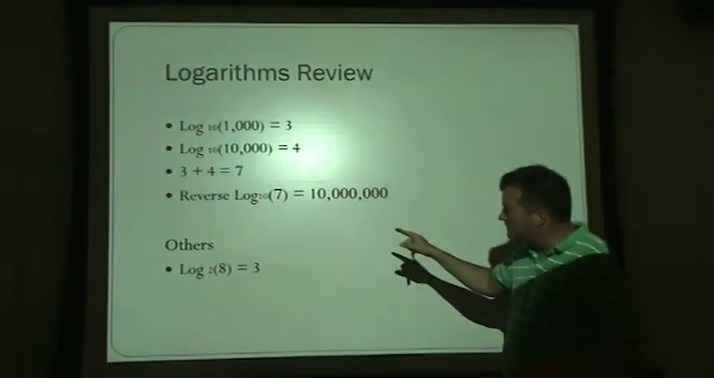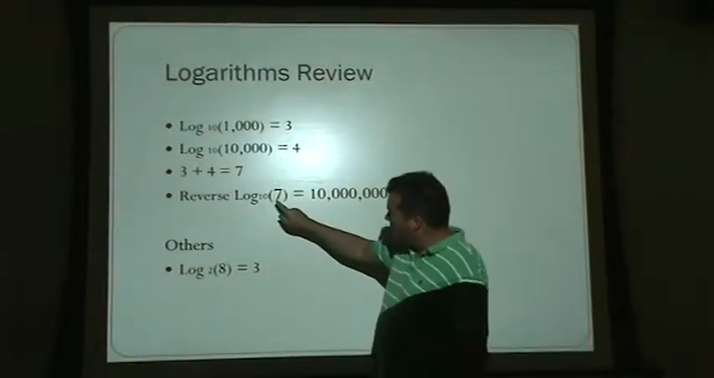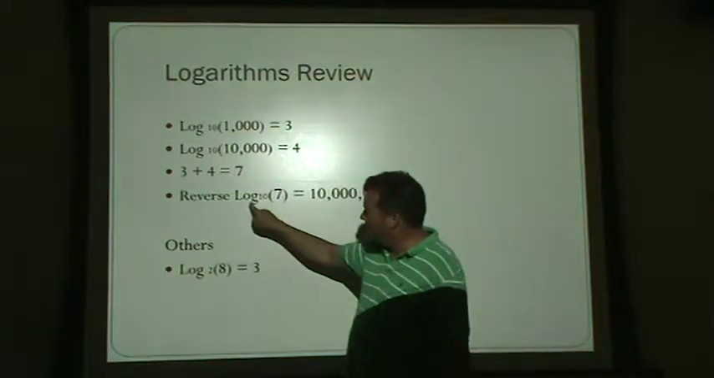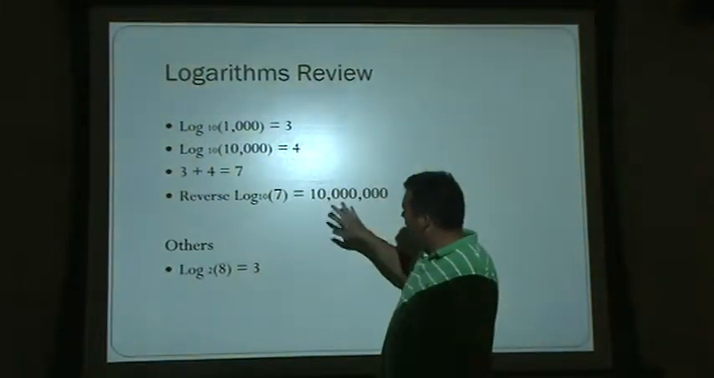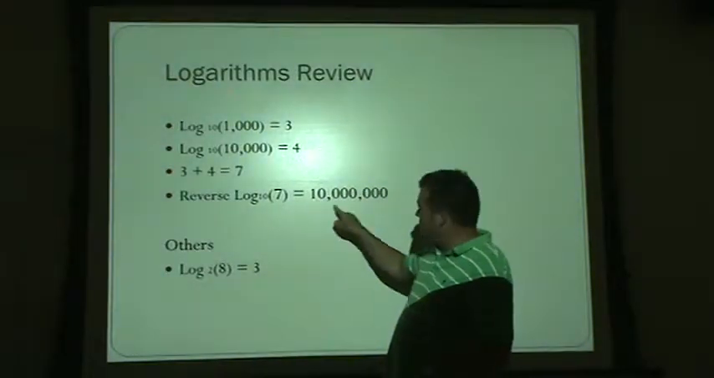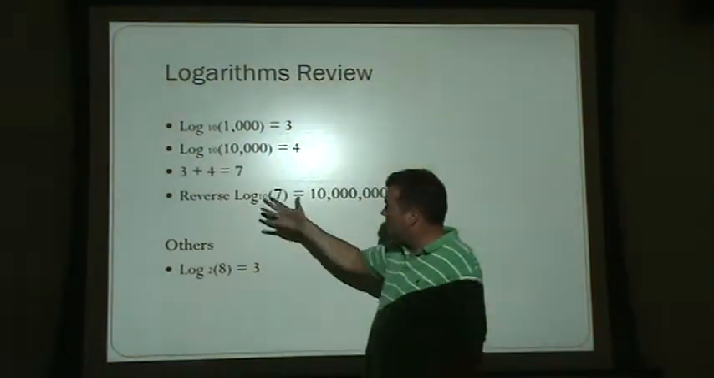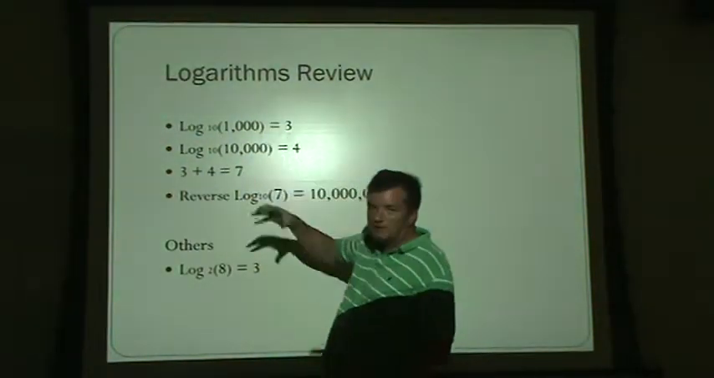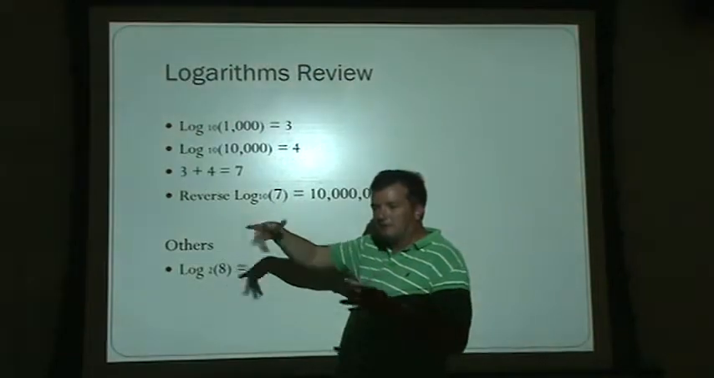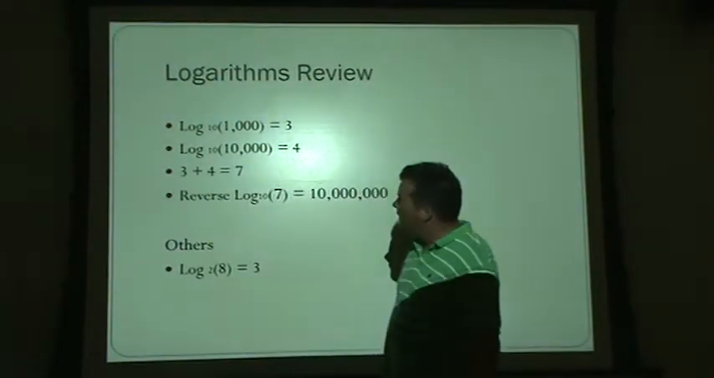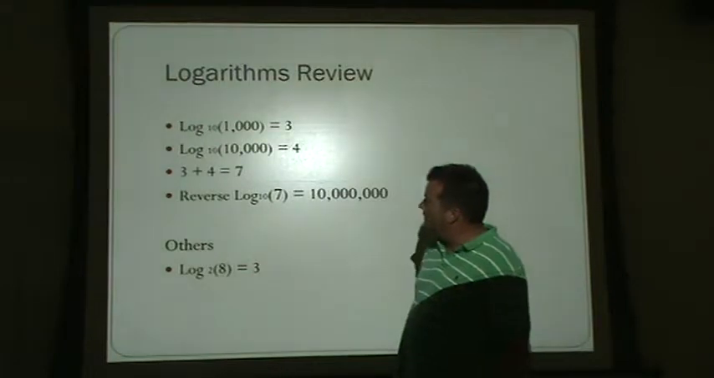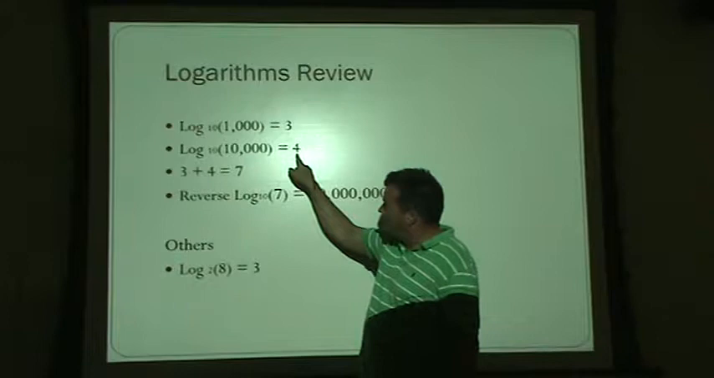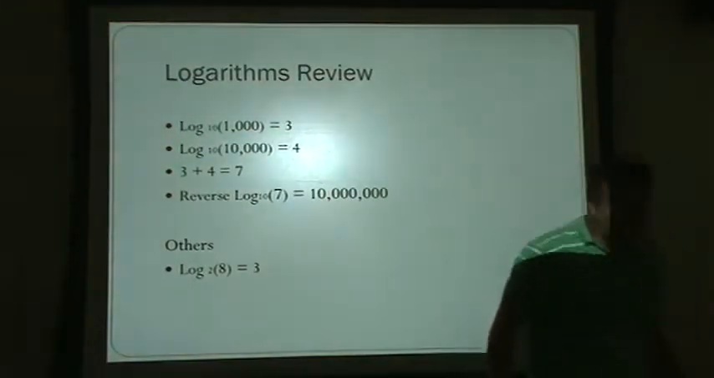It's basically an exponent. We're asking ourselves, if we took 10 and raised it to the 7, that would be the reverse log, that would be 10 million. So the log base 10 of 10 million would be 7, and like we have up here, log base 10 of 1,000 is 3, which basically means how many times do we have to multiply 10 together to get to 1,000? 10 times 10 times 10 is 1,000, so that would be 3. 10 times 10 times 10 times 10, 4 times, would be 10,000, and so on.